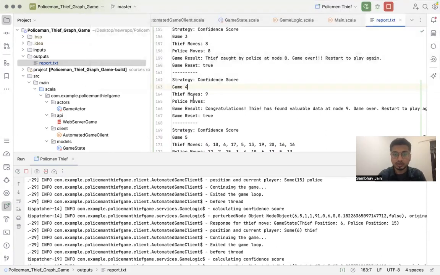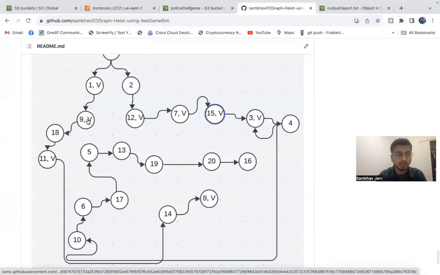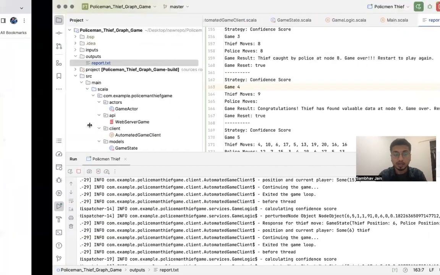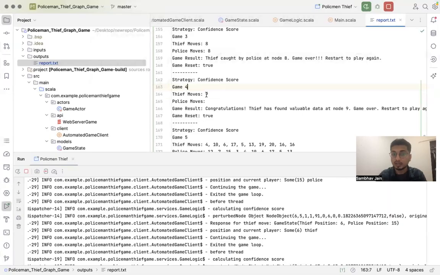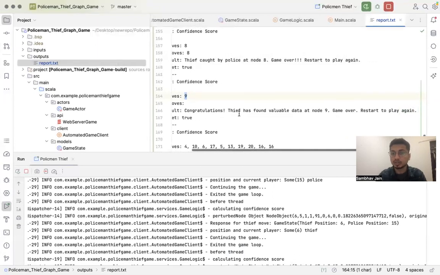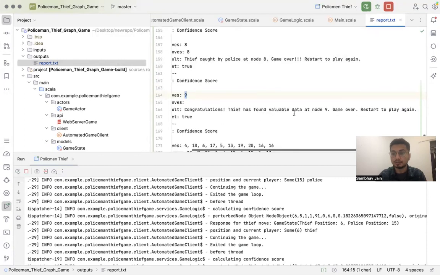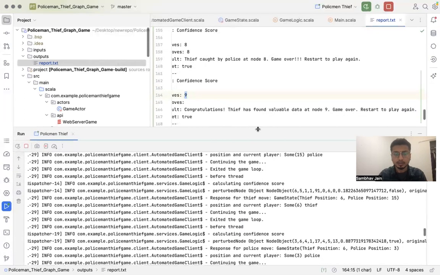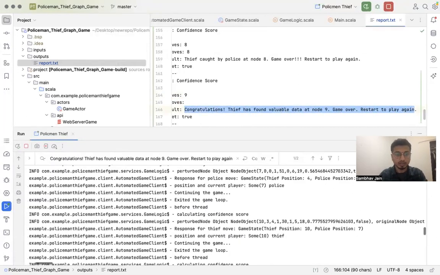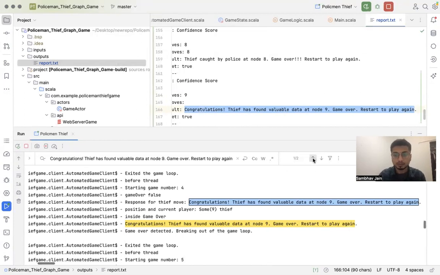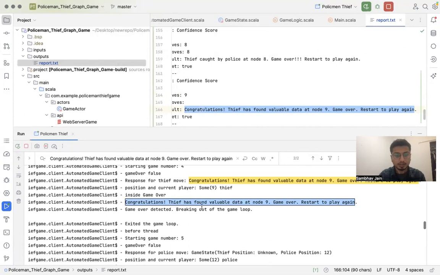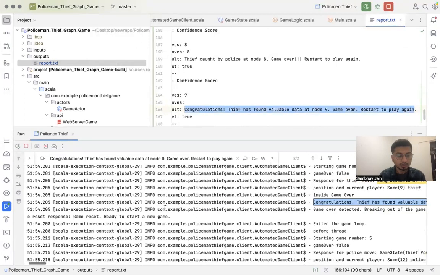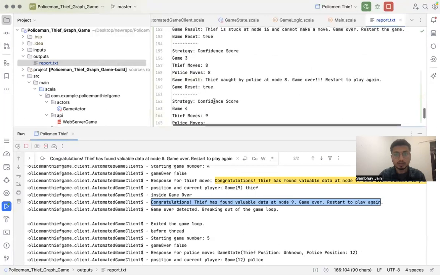So thief actually started the game and he just got randomly assigned to node number 9 and that was a valuable node. So what happened was that the thief already went on to a valuable node and they won. So there was not a chance that police would make a move. That's why the result of this game is: congratulations, thief has found a node with valuable data at node 9. Game over, restart to play again. We can also check for this in the logs itself in order to verify. Yeah, this actually happened. So that's why we got this message.